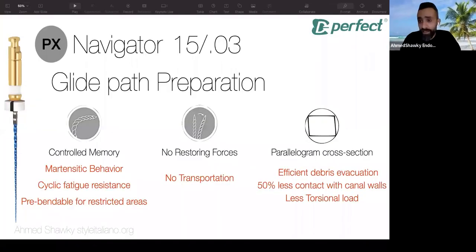The second file in the MG3 blue is the PX or the navigator, or I prefer to call it the glider. 1503 for glide path preparation. Of course, we don't have to repeat that it is a controlled memory file, and at the same time, it's not that soft because we need some strength in a glide path file because it is the navigator. It navigates the root canal.